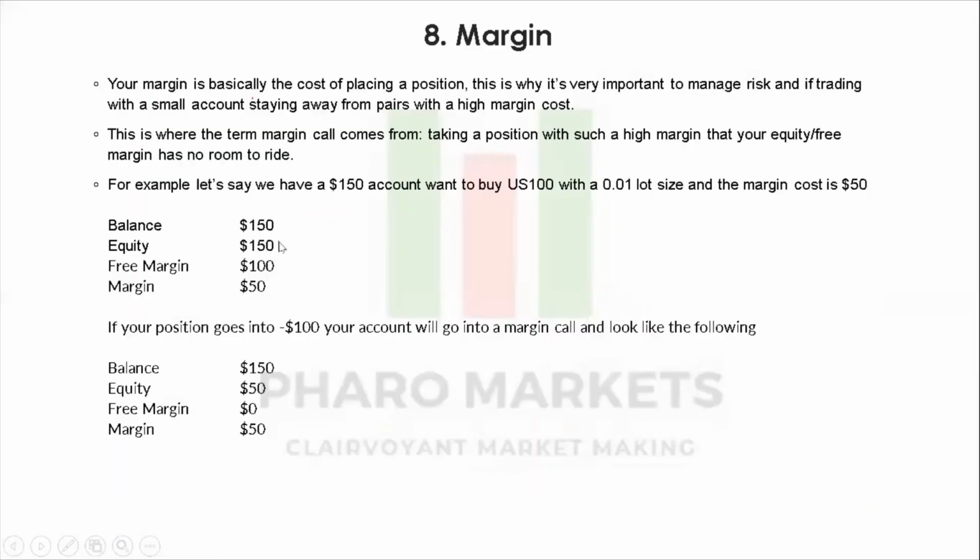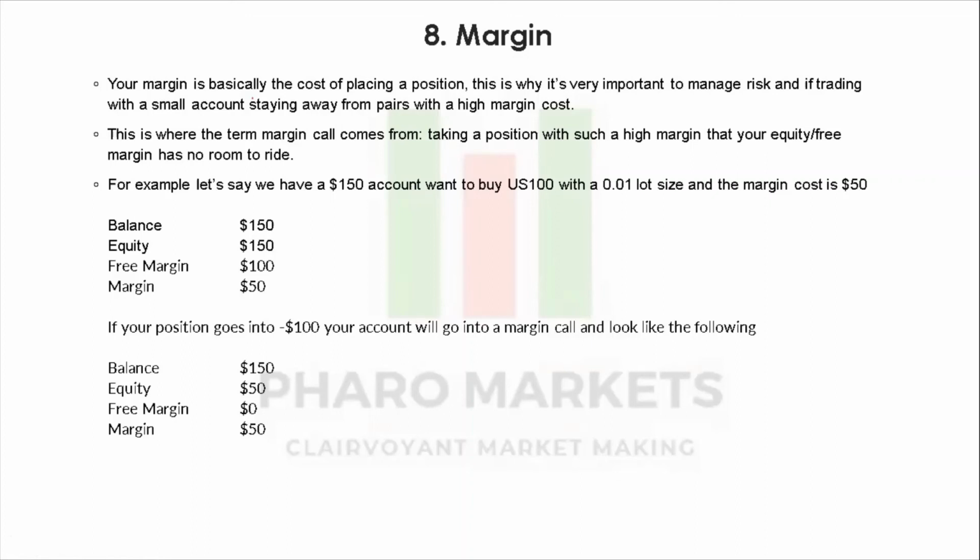Then your equity is the thing that fluctuates as the market fluctuates. Let's say you enter that trade, and you're automatically going to be in, say, minus 50 cents or minus $1, and it's going to fluctuate. As it fluctuates, your equity will fluctuate. If you're at minus $1, your equity will become $149. If you make $10, your equity will become $160. Basically, if you have running trades, your equity is what your balance will be after you close all the trades. I hope it makes sense.